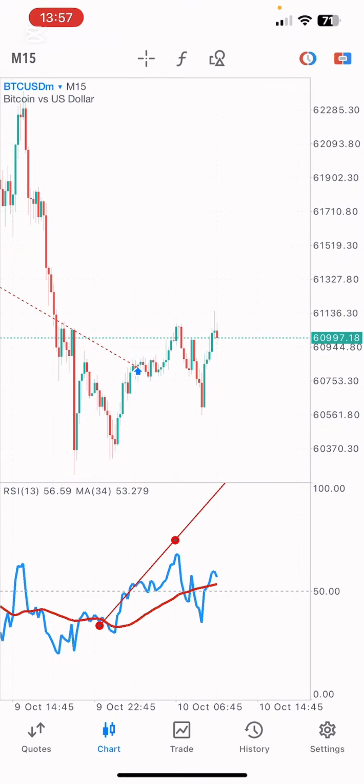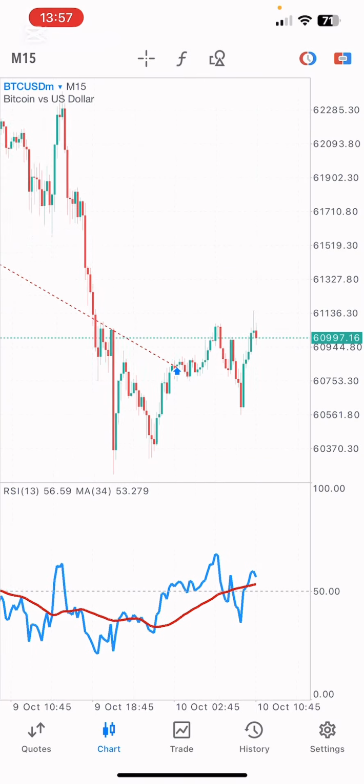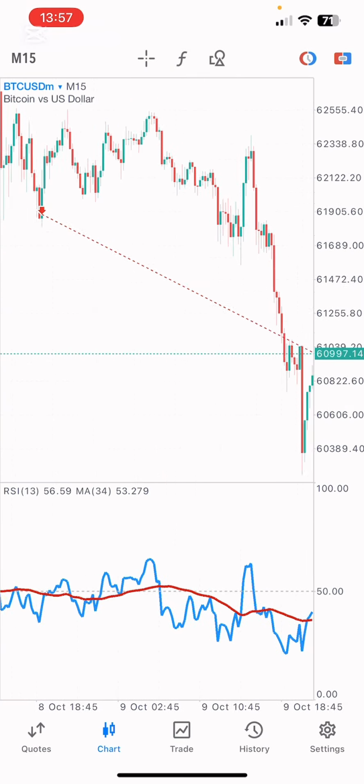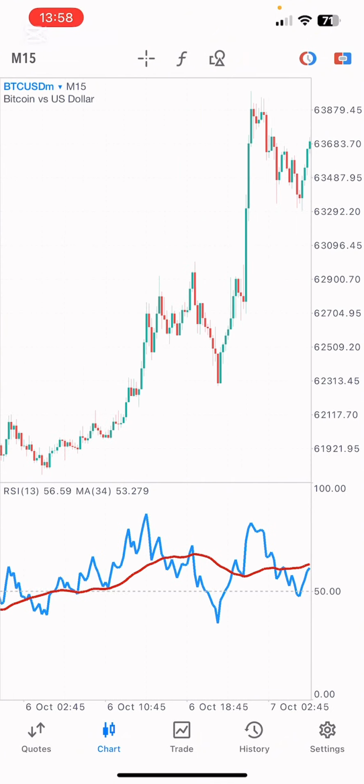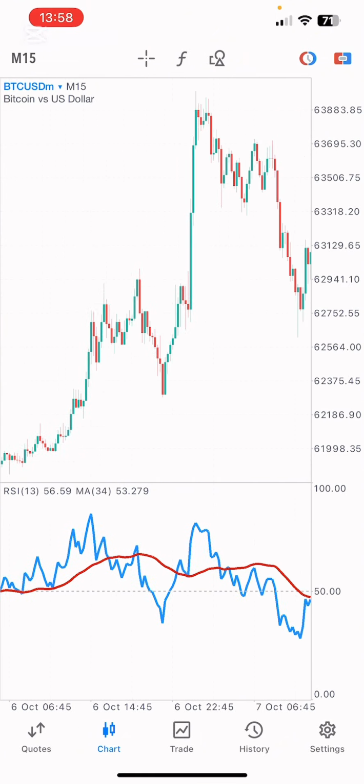I'll show you multiple setups of this. Now let's look at another one. Let's look at this one here.